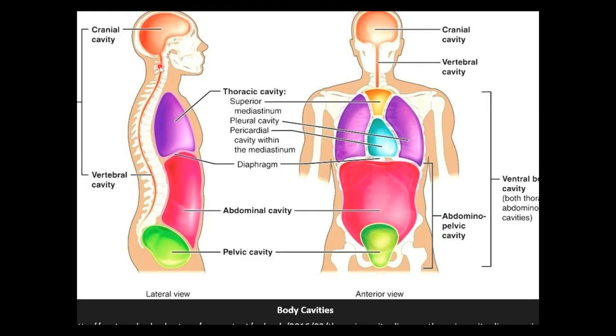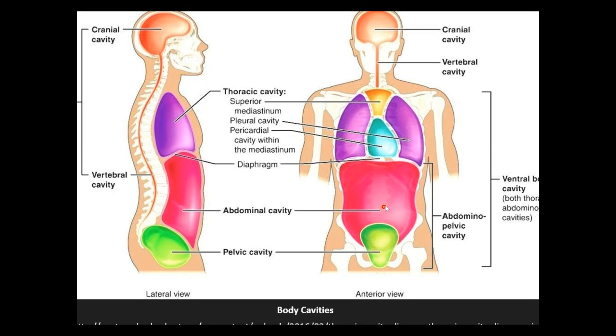Then we have the vertebral cavity where the spinal cord is. And as far as space is concerned, it's a fairly small portion of the body. The anterior cavity is broken down into the thoracic, abdominal, and pelvic. You can see that over here too. The boundary between thoracic and abdominal is the diaphragm, the dome-shaped muscle right here.